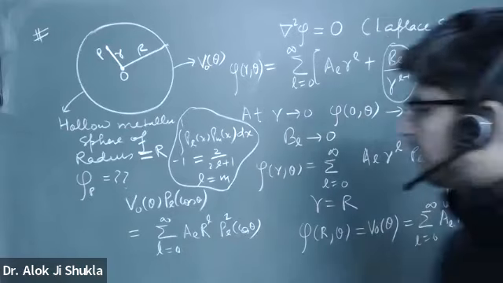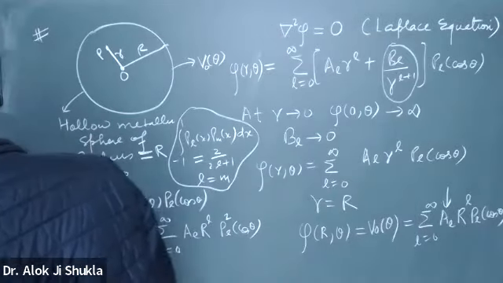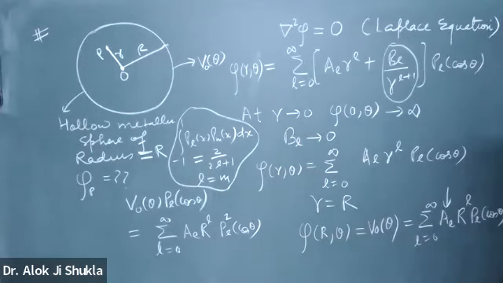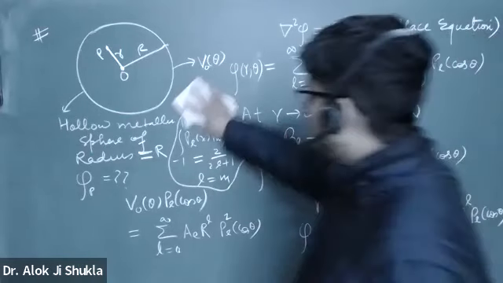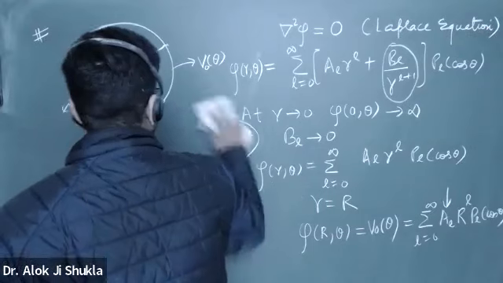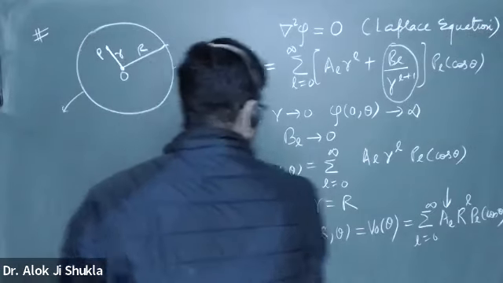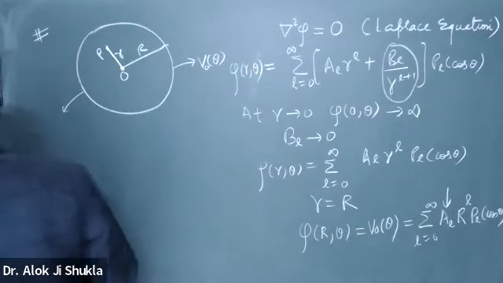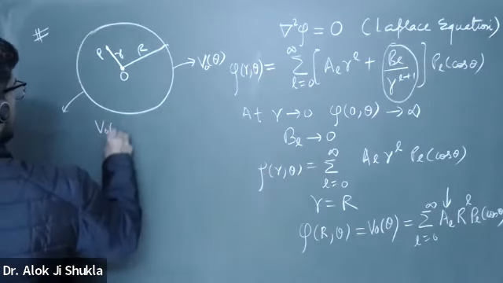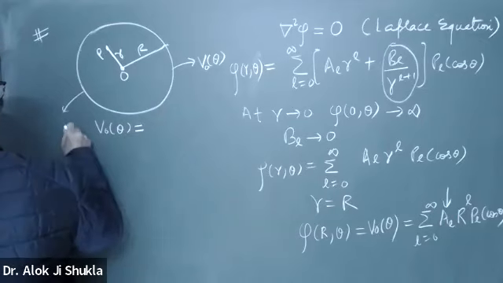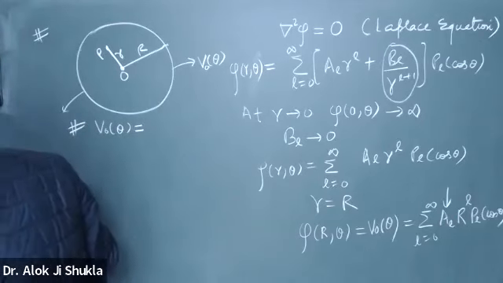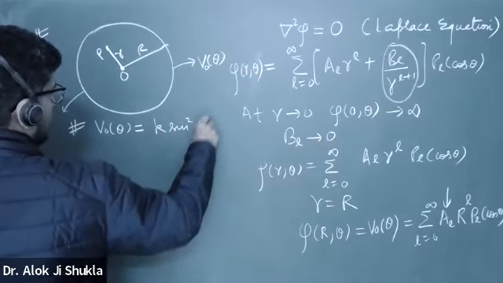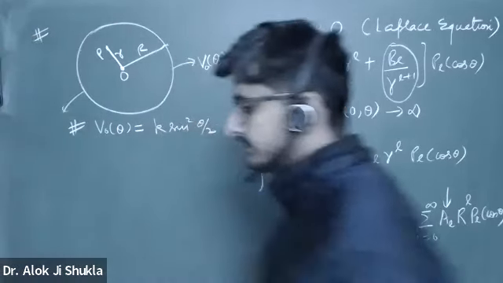Now coming to a particular case, suppose I take a question, then it will be easier to explain. So suppose I take a question in which it is given, please see this, you will find it very interesting. Suppose in a question it is given V naught of theta equal to K sine square theta by 2.